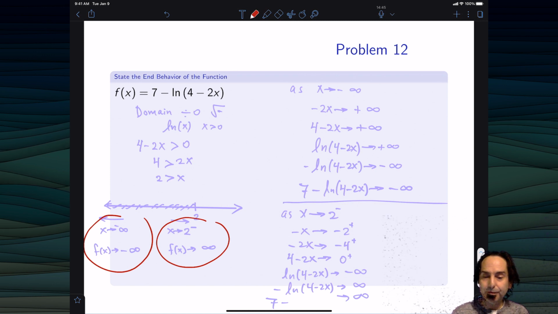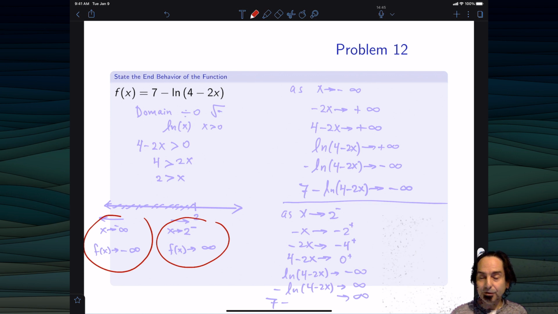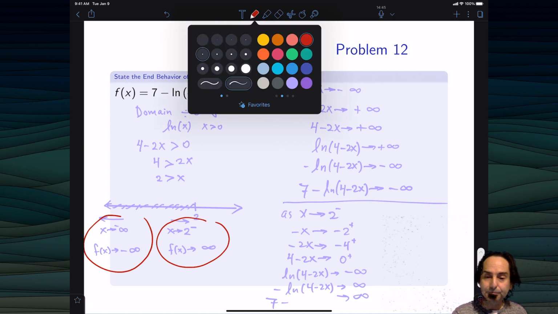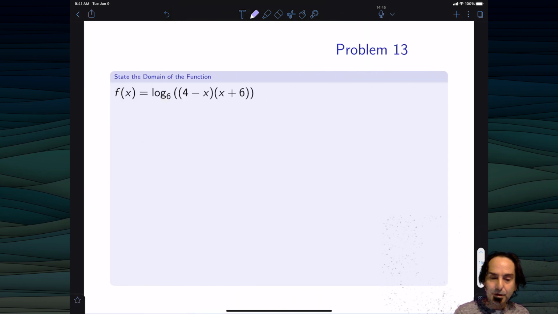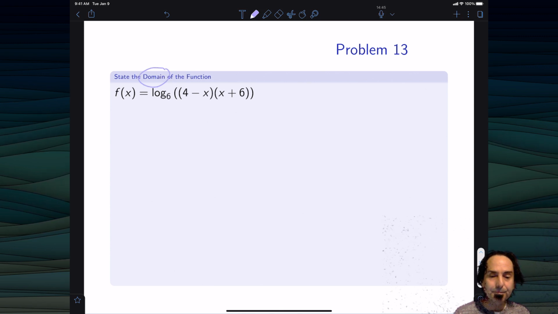But you could also see this as a sequence of graph transformations. And each graph transformation is going to change the end behavior in a predictable way. Let's not dwell on that. Let's go to our last problem of the set. We want to find the domain of the function.